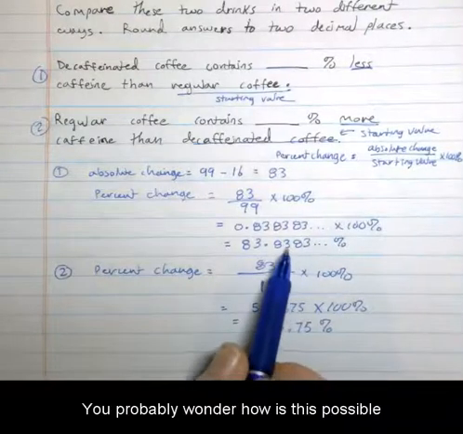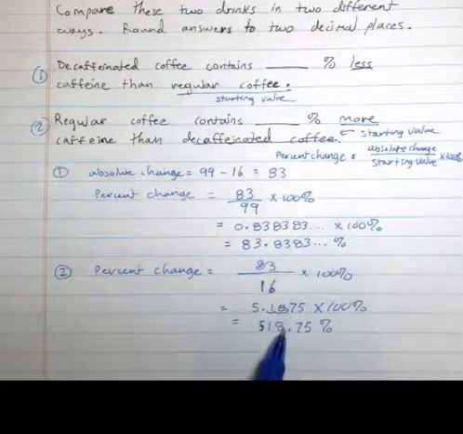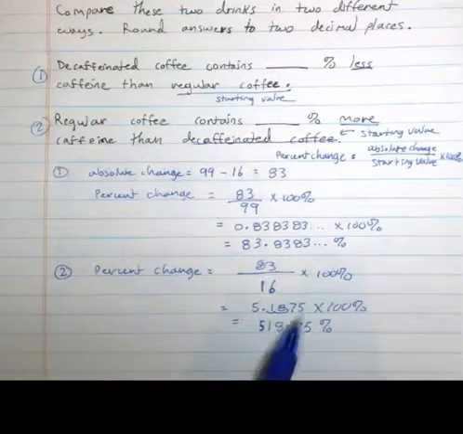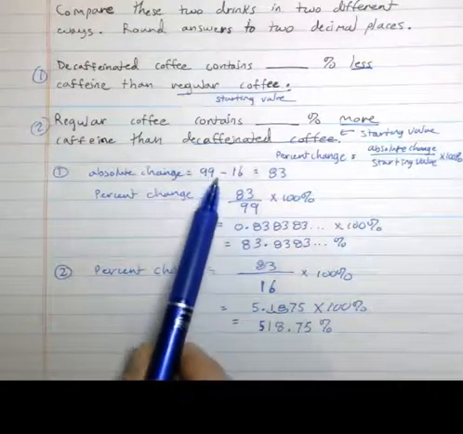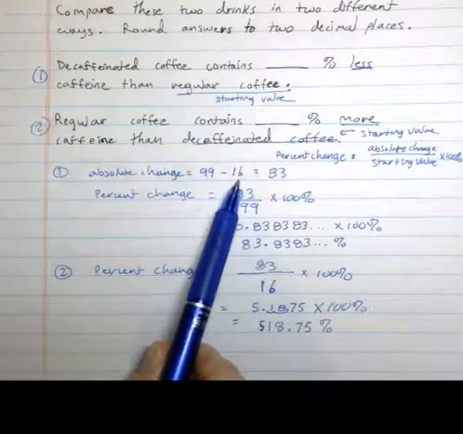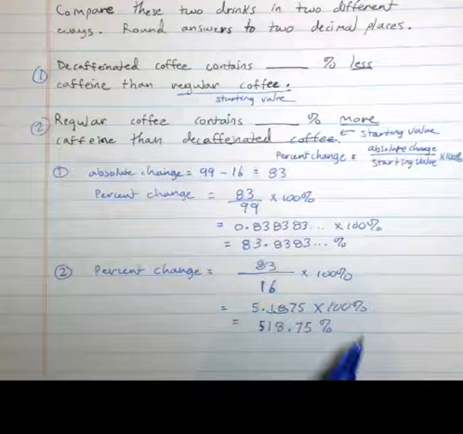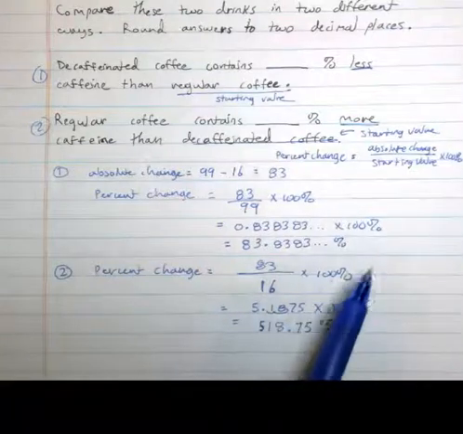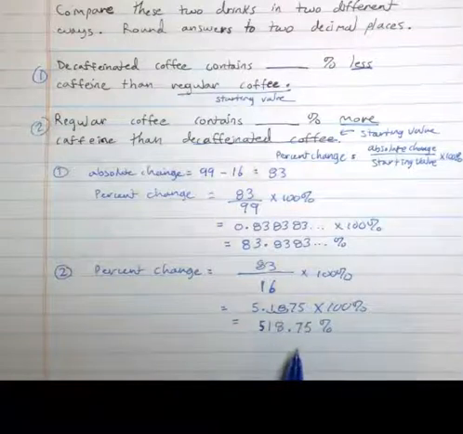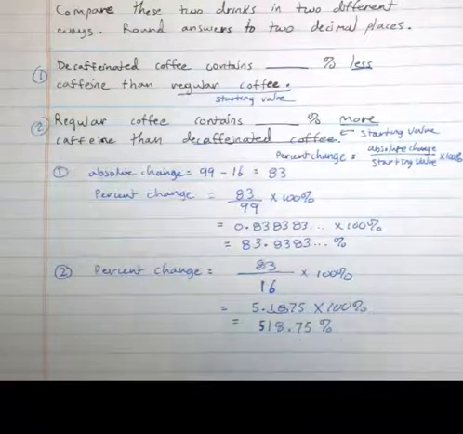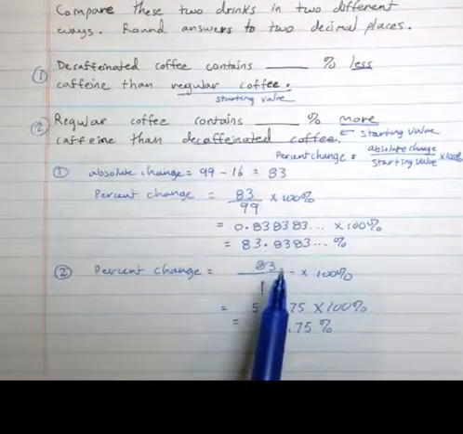You're probably wondering, how is it that this is 83% while this is 518%? You have to think about this as going from 99 to 16 is a percent decrease of 83%. But going from 16 up to 99 would be a percent increase of 518%. So it's different based on whether you're considering it a percent increase or a percent decrease.